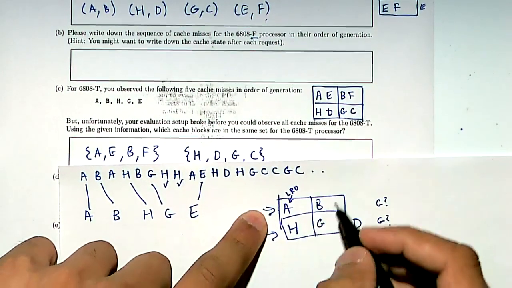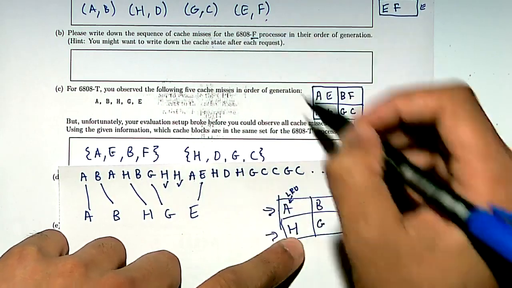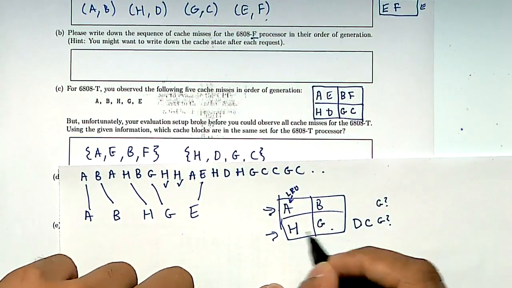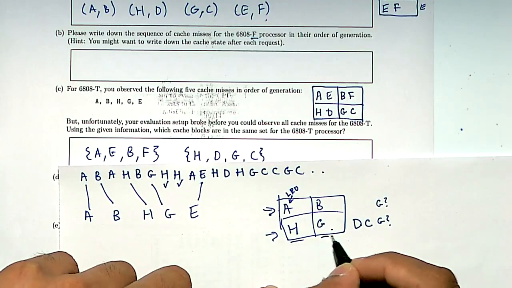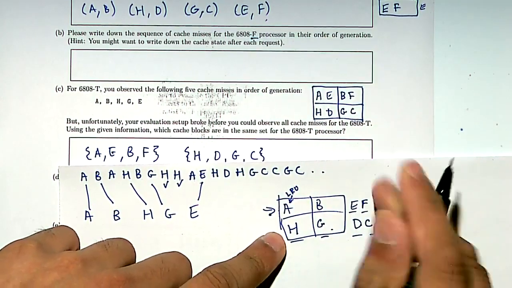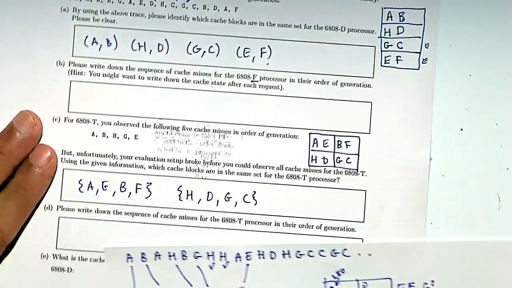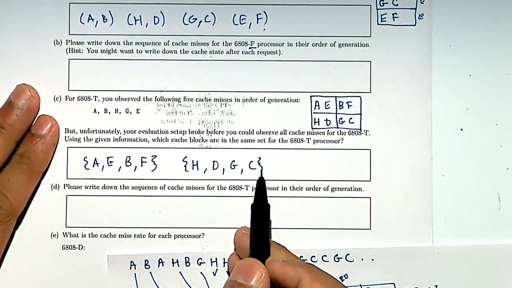So this gives us A, B, H, and G, which is basically enough information to put everything together at this point. So A and B are here. H goes with D, so H and D are here. G goes with C, so H, G, D, C are all in the bottom one. And then the only ones left are E and F, which have to be up here because, again, these 8 blocks are contiguous. So that's how we get these results: A, E, B, F, H, D, G, C.